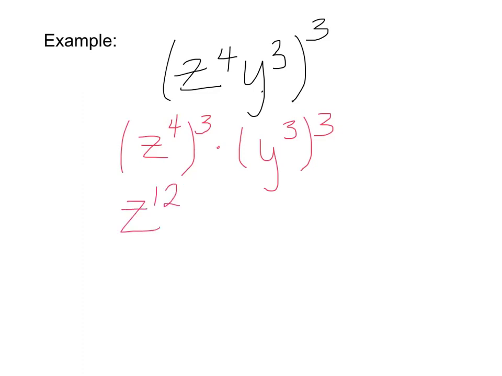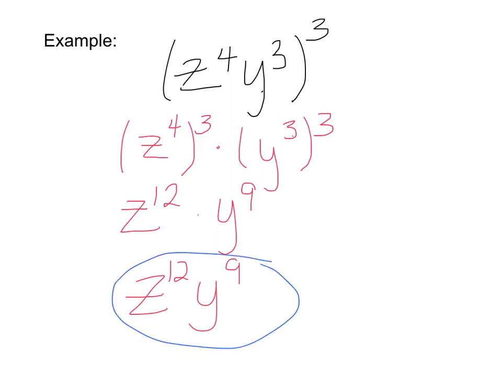So this becomes 7 to the 12th. y to the 3rd, raised to the power of 3, becomes y to the 9th. Now, we know that since we're in algebra, we actually don't have to write that multiplication sign between them, because when things sit close to each other, that means multiply. Now we are finished. Good job.